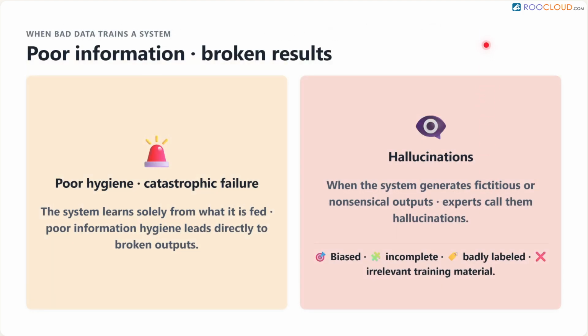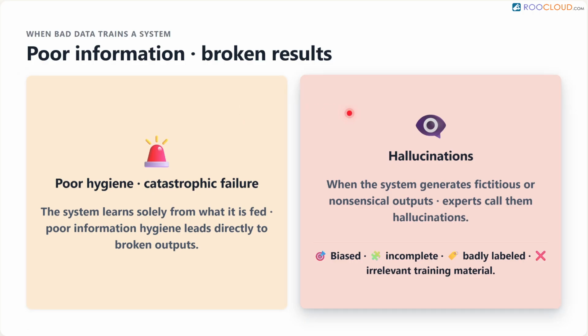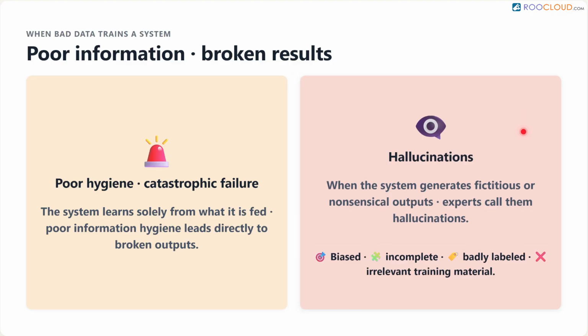Because the system learns solely from what it is fed, poor information hygiene leads directly to catastrophic system failures. When a system generates completely fictitious or nonsensical outputs, which experts call hallucinations, it is usually because the underlying training material was heavily biased, incomplete, badly labeled, or just plain irrelevant.